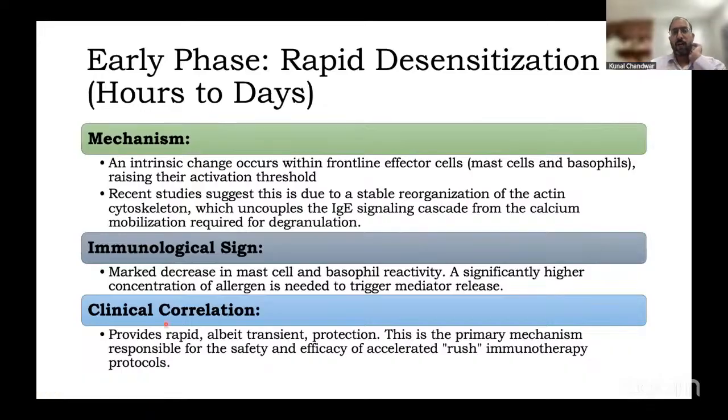So as soon as you start desensitization, an intrinsic change happens within the effector cells. There is a stable reorganization of the actin cytoskeleton, which uncouples the IgE signaling cascade from the calcium mobilization that is required for degranulation, and hence degranulation does not happen. There is a marked decrease in mast cell and basophil reactivity, and a significantly higher concentration of allergen is needed to trigger mediator release. This provides rapid, but transient protection. This is transient. If you are not going to continue with your immunotherapy, this will go away.